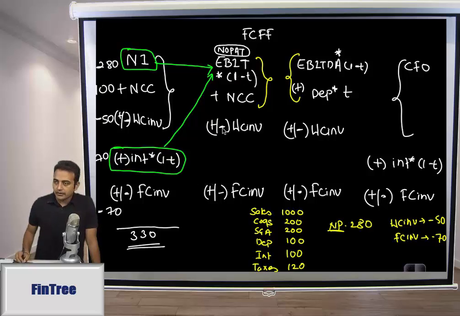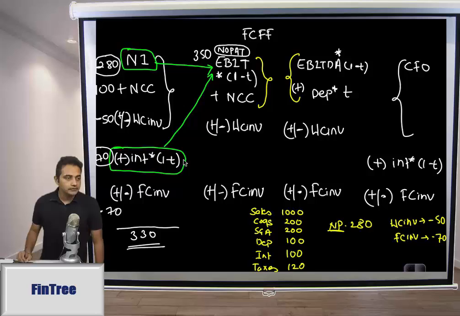Let's look at the second method. EBIT into 1 minus T. You take EBIT, how much should that be? 800 minus 200, 600 minus 100, 500. So we take 500 into 1 minus T. So 500 into 70%, that would be 350. And this 350 should be same as this 280 that we have here plus this 70 that we have here.